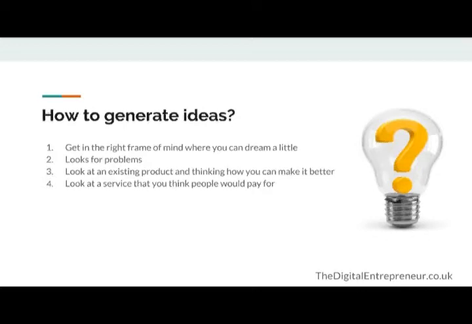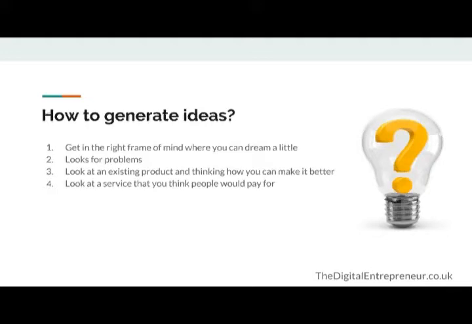Another technique I use, I tend to look at existing products or services and I think to myself, how can I make this product better? How can I make this product 10%, 20% better? Can I make it faster? Can I make it stronger?